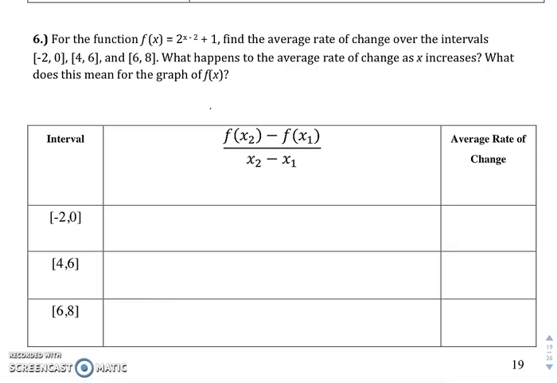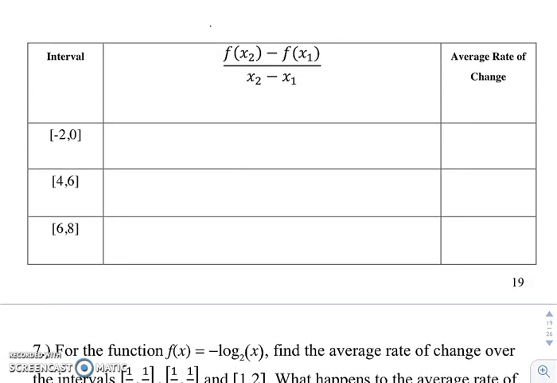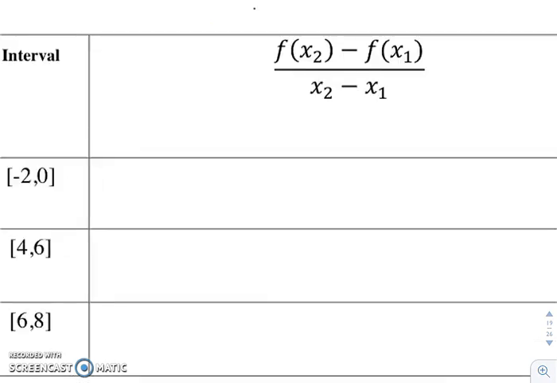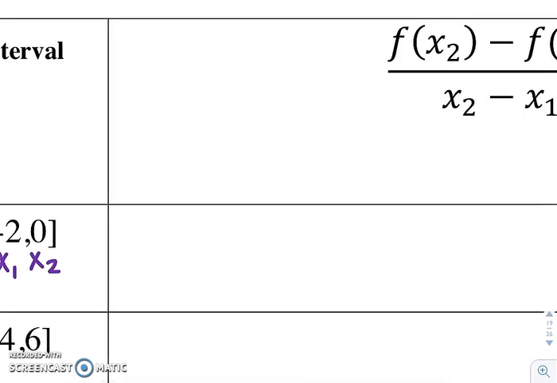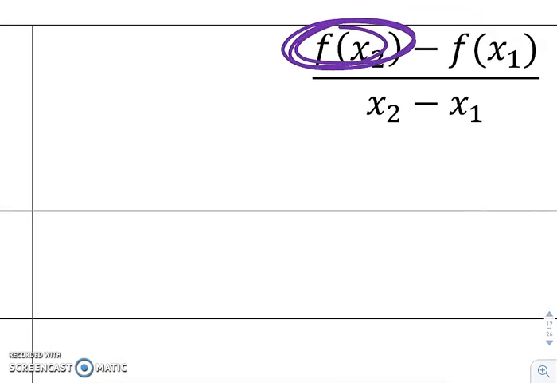So this is our equation that we're using. f(x) equals 2 to the power of x minus 2, plus 1. So it's exponential. And it wants us to find the average rate of change over the given intervals: negative 2 to 0, 4 to 6, and 6 to 8. So this is our x1 and x2. It's not an ordered pair, it's a range from negative 2 to 0. So what we do is plug it into the function and find the difference of each given x value.